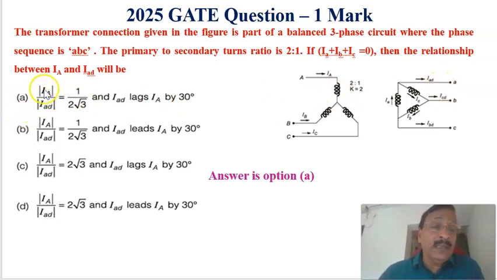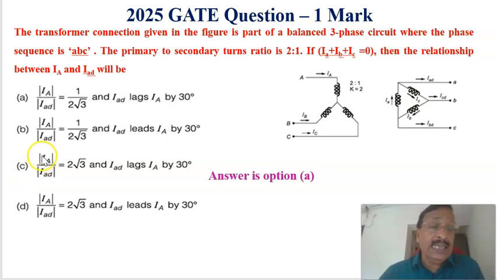The options are: magnitude of IA divided by magnitude of IAD equal to 1 by 2 root 3, and IAD is lagging IA by 30 degree. Second option is that magnitude of IA divided by magnitude of IAD equal to 1 by 2 root 3 and IAD leads IA by 30 degree.